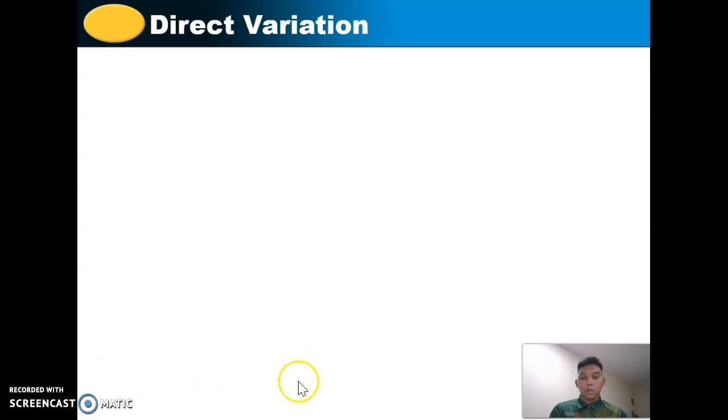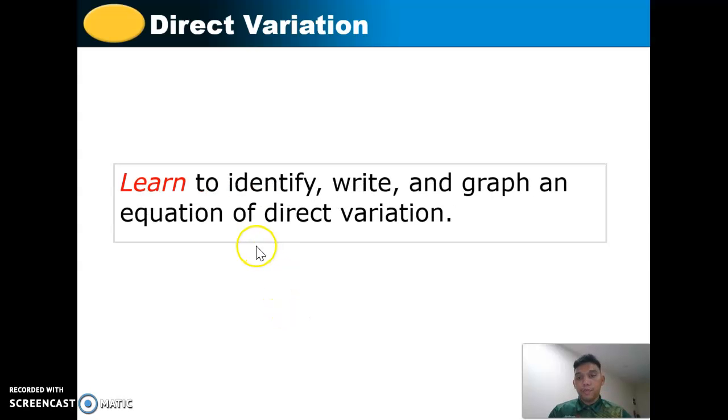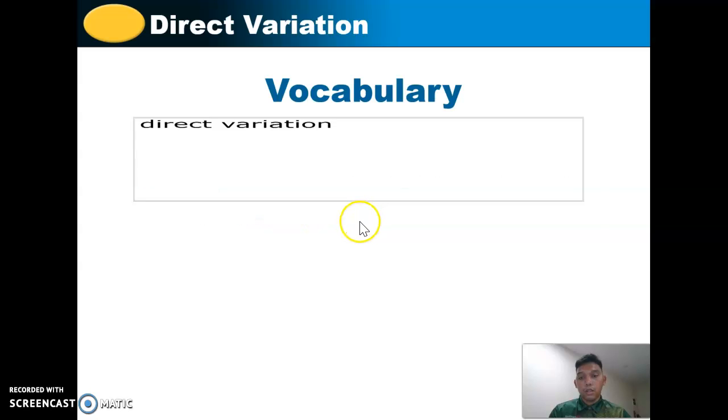So for this day, we're going to talk about direct variations, and perhaps we focus on how to identify a direct variation given an equation, a table of values, and a graph. Right. So let's start. The objective for today is to learn how to identify and to graph an equation of direct variation.